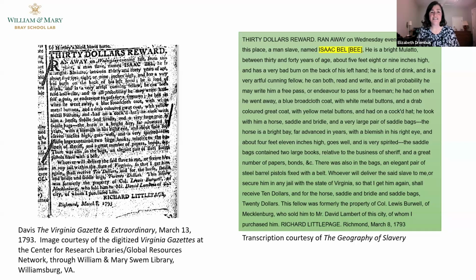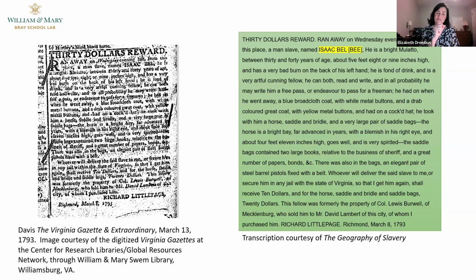How do we know that this Isaac B. is the same Isaac B. as from 1774? The ad very clearly states that Richard Littlepage purchased Isaac from Mr. David Lambert of Richmond, but that Isaac was formerly the property of Colonel Lewis Burwell of Mecklenburg County. So we see that trajectory.